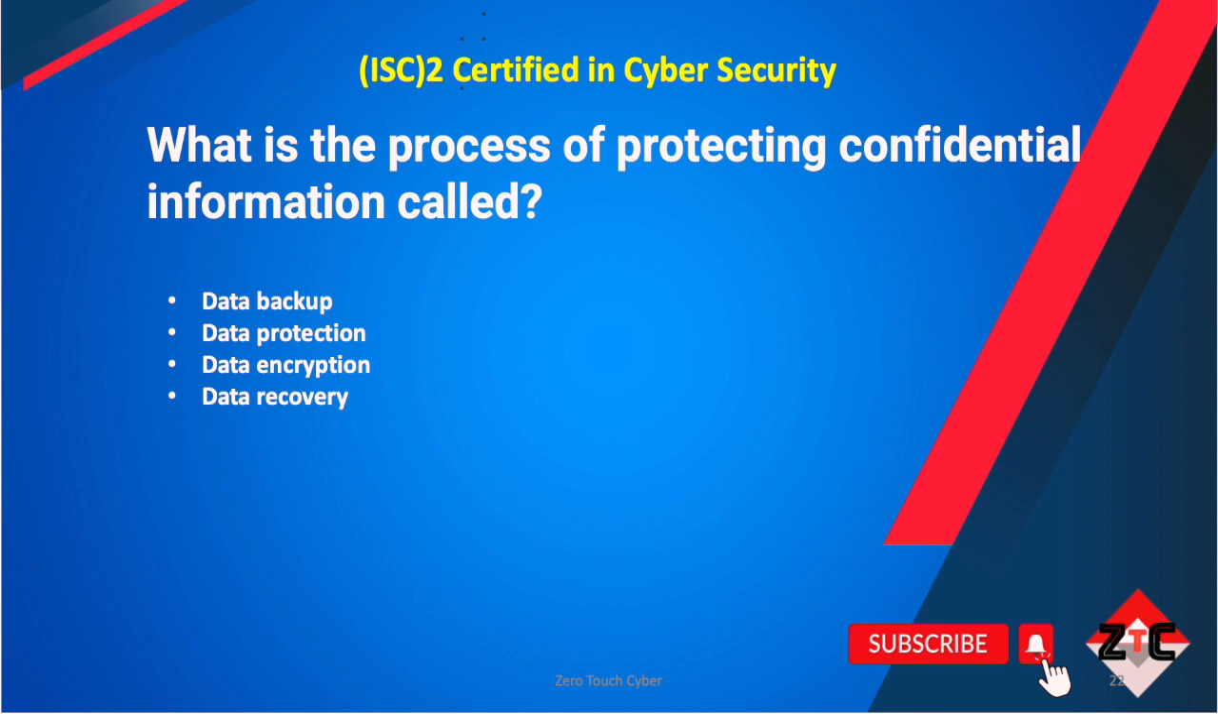What is the process of protecting confidential information called? The options are data backup, data protection, data encryption, data recovery. Data protection is the process of protecting confidential information from unauthorized access or disclosure. It can include a variety of measures such as encryption, access controls, user authentication, and physical security. The goal of data protection is to maintain the confidentiality of the information and to ensure that it remains private and secure. So the correct answer is data protection.